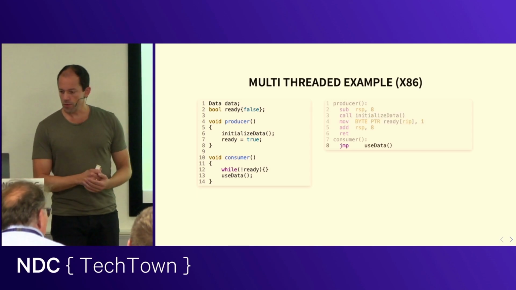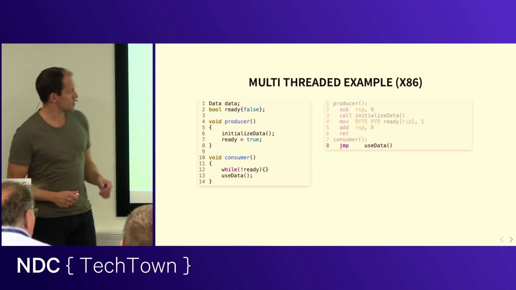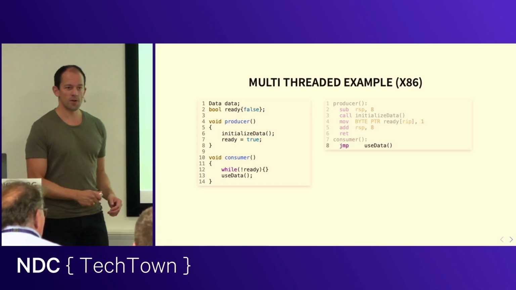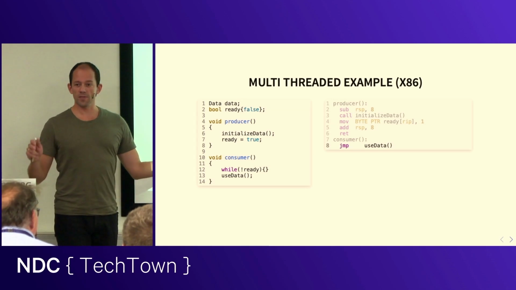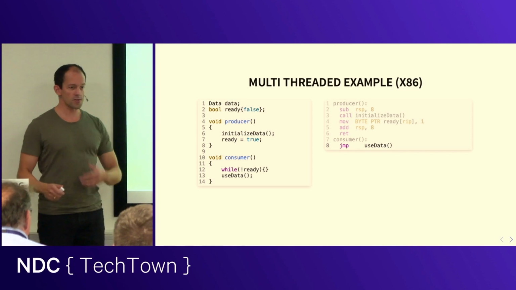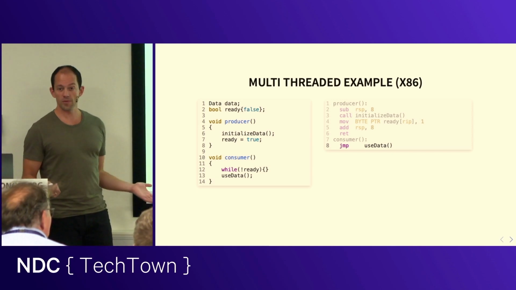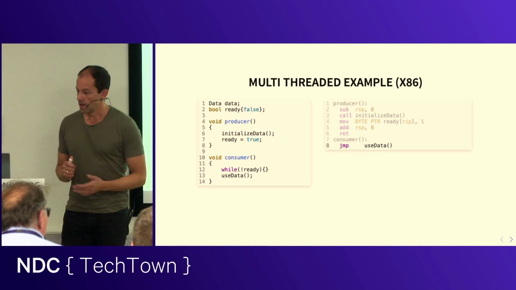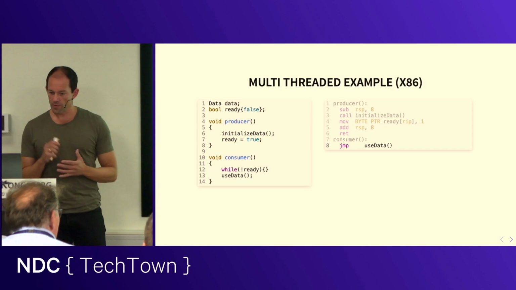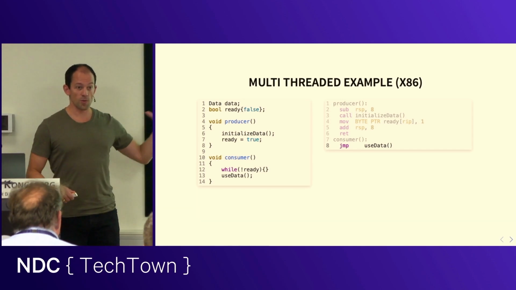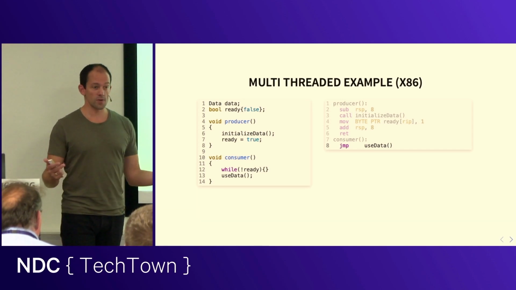And in the consumer, we just loop on... Where's the loop? So the loop just went away. There's no loop. It just uses the data. It doesn't even check the ready flag. It doesn't loop. What's going on here? And you can think about this in two ways. Why is the loop gone? Why don't we need this loop?